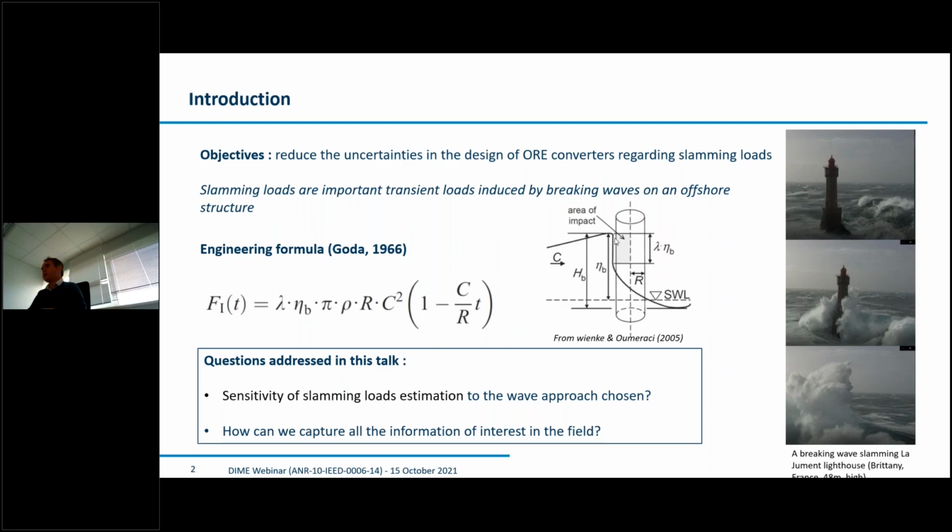And this is exactly where the slamming load applies, where you have a portion of the crest that is parallel to the structure. In the middle of the slide, you can also see the engineering formula proposed by Goda in 1966, which gives you a way to compute the slamming loads on the cylinder, and therefore, for instance, on the mast of a floating or bottom-fixed wind turbine. We will be discussing two main questions today. The first question is, what is the sensitivity of the slamming loads to the wave approach that you choose to compute the parameters of interest, meaning the curling factor lambda, the crest elevation eta b, and the phase velocity. Sorry, I forgot to tell you: rho is the water density, r is the radius of the cylinder, and t is the time. So it gives you the evolution in time of this slamming force on the cylinder due to this kind of wave.